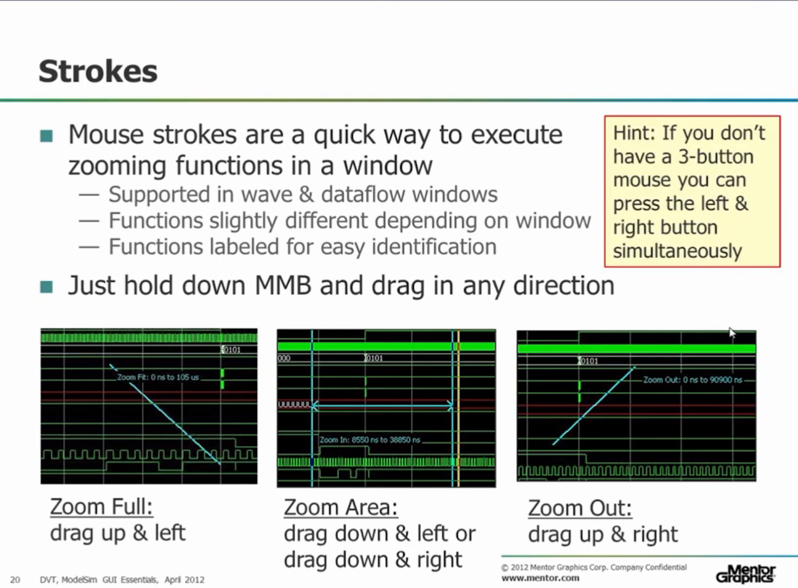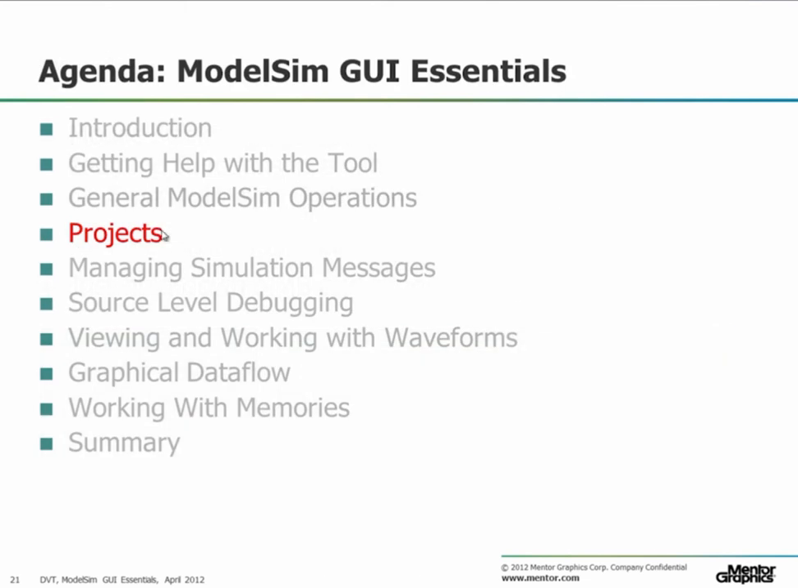If you don't have a three mouse button, you can just push the right and left simultaneously, and that works like the middle mouse button. I don't know who doesn't have a three button mouse anymore, unless you're a Mac user. So next we'll talk about projects.